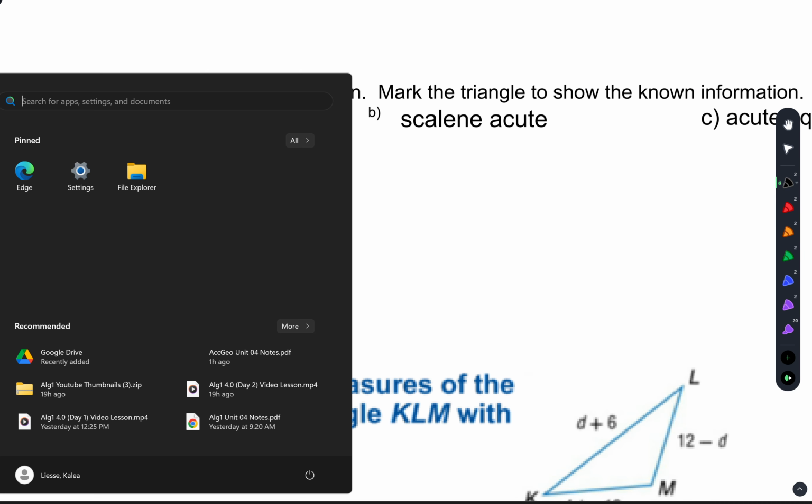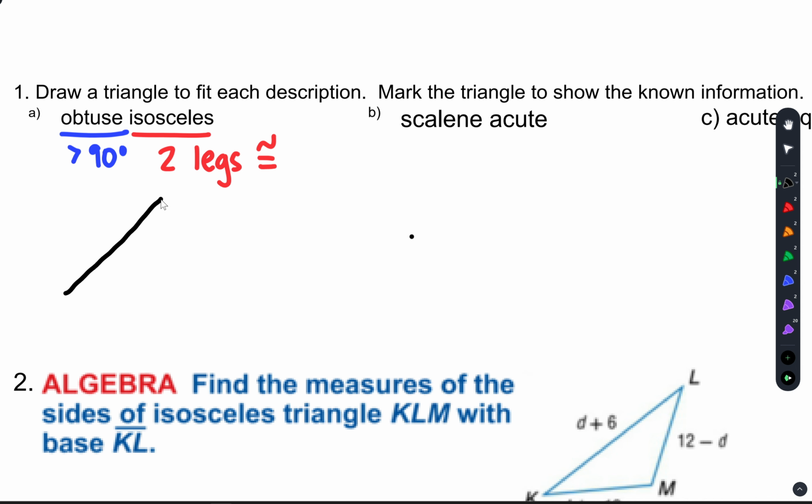I'm going to draw a triangle that has one big obtuse angle. I'm going to try to draw those legs about the same. And then I'm going to mark that. So the 2 legs are congruent. And let's put an angle measurement in here that's bigger than 90. Let's go with 100. Questions there?